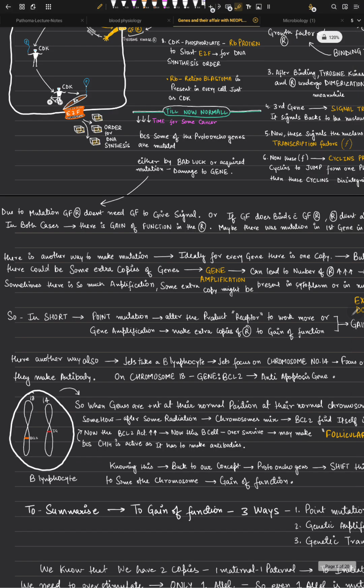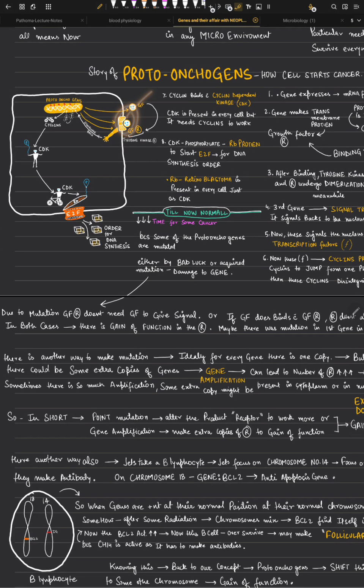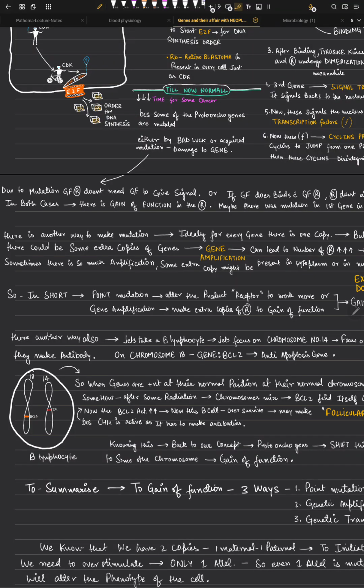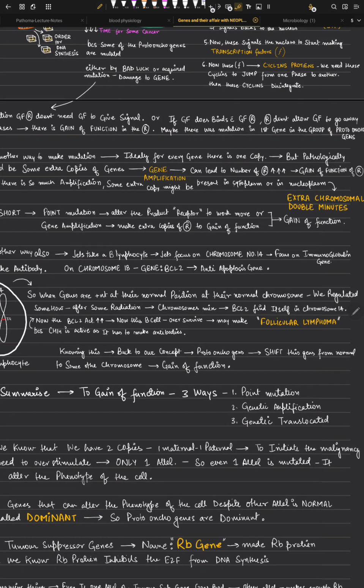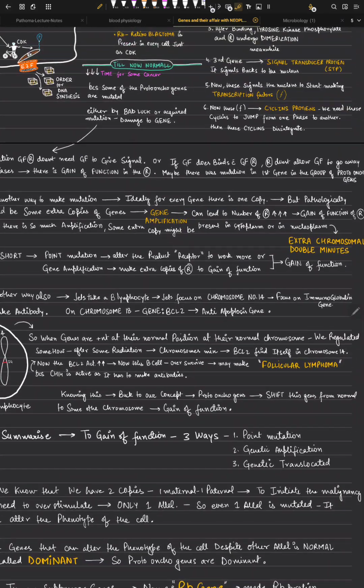What happens here is that some of the proto-oncogenes are mutated, either by bad luck or by an acquired mutation, so there is damage to the DNA. Due to a mutation in the growth factor receptor, this receptor doesn't need any growth factor. It can get automated. Once automated, these receptors don't need any growth factor to give signal. So signaling is happening. Or, if the growth factor binds to the receptor, the receptor doesn't allow the growth factor to go away.